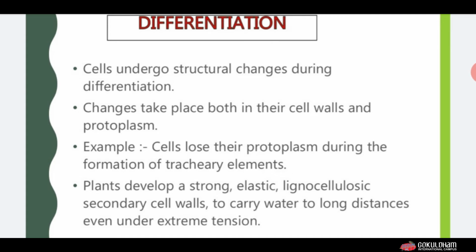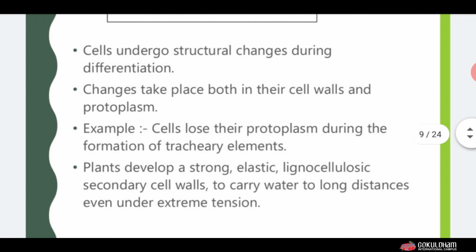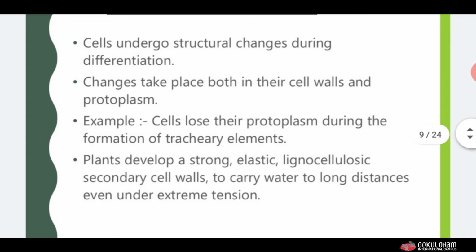An example of this is cells lose their protoplasm during formation of tracheary elements. For example, in differentiation, when tracheary elements are formed, at that time a meristematic cell loses its protoplasm and is converted into tracheary elements, whose main function is to transport water. Plants develop a strong, elastic and lignocellulosic secondary cell wall to carry water over long distances even under extreme tension.